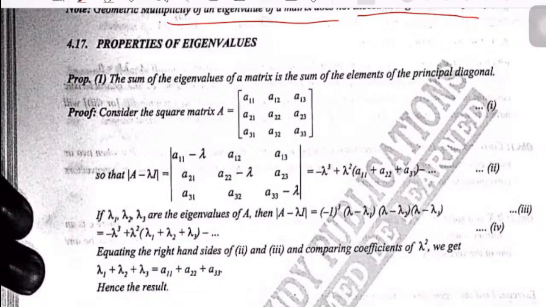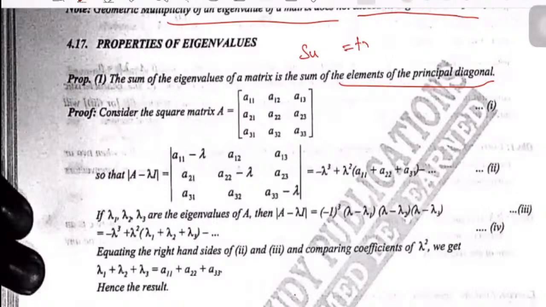Sum of the eigenvalues of a matrix is the sum of the elements of the principal diagonal. We already know that sum of eigenvalues is equal to the trace. Trace is nothing but the sum of elements of the principal diagonal. Here is the proof. Consider the square matrix A. Here they calculate A minus lambda I. They are finding the characteristic equation.